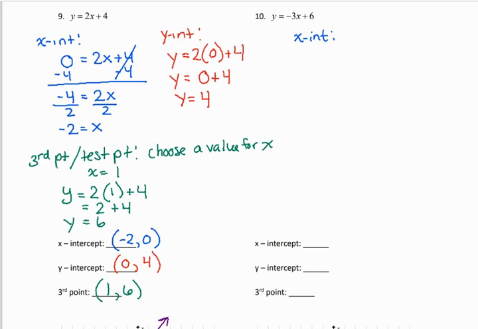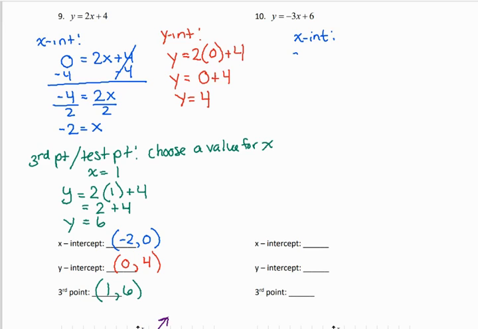Do people need more time, or how are we doing here? In the chat, type done once you've finished with that. That way I know when most people have finished number 10. All right, lots of people are already sending. All right, so let's go over number 10 then. Let's confirm your x-intercepts, y-intercepts. All of those should be the same, and then the test point can vary depending upon what you chose.